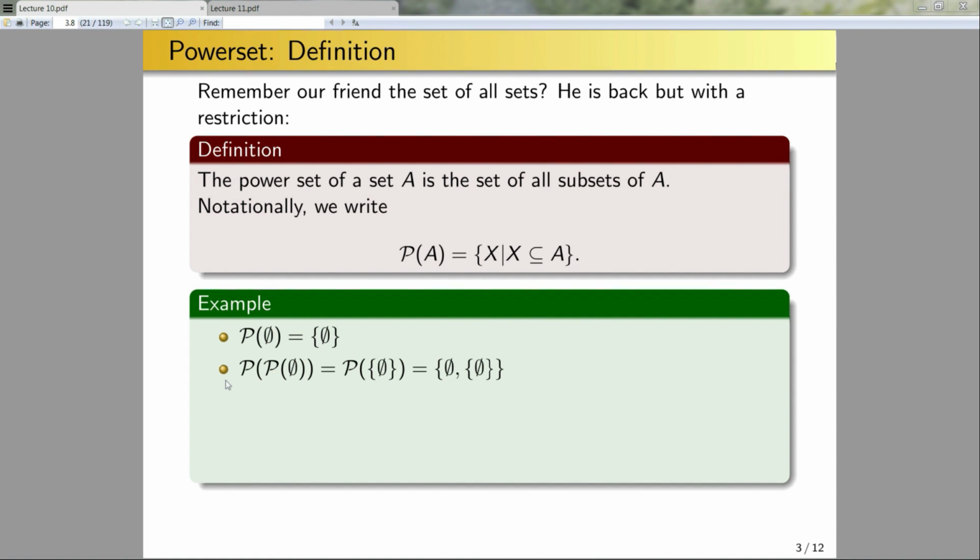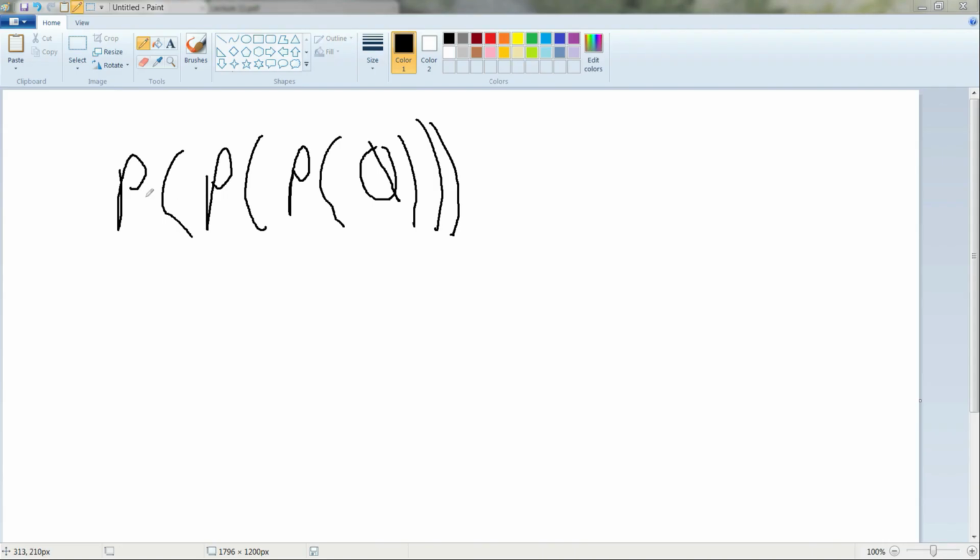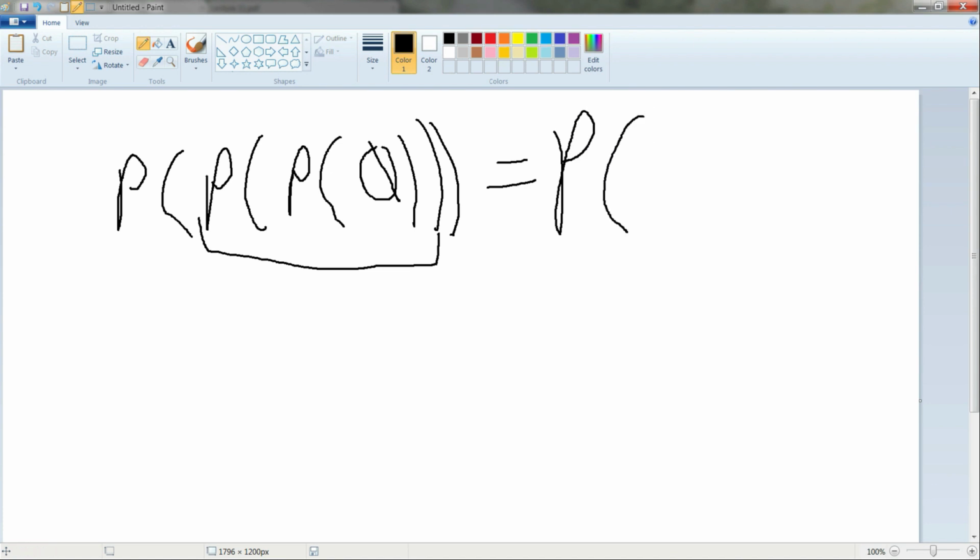For instance, the power set of the power set of the power set of the null set will be, well, let's digress and take a look at it. Here's what it would look like, and explicitly I already computed what this set here was. So now I can rewrite this as saying that this will simply be the power set of the set that we found just a minute ago. So explicitly this. So now what are the subsets of this?